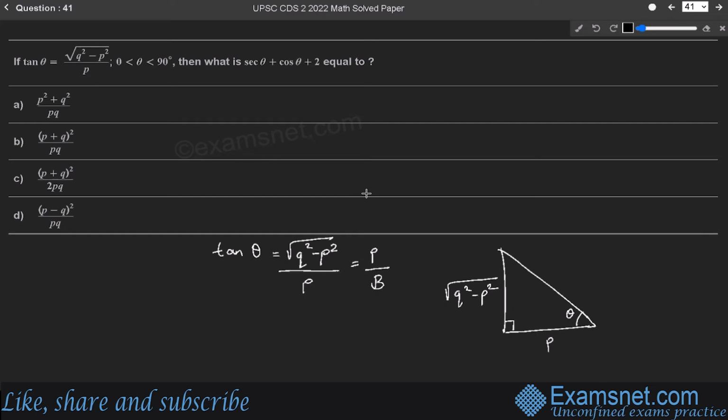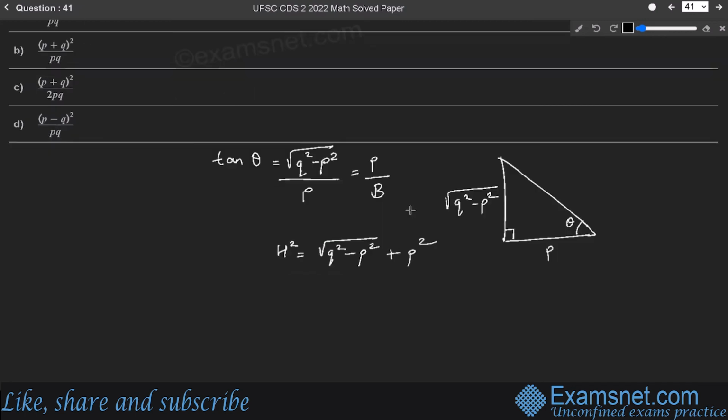By using Pythagoras theorem, hypotenuse will be equal to under root of (under root of q square minus p square) whole square plus p square, which is perpendicular square plus base square. So h square will be equal to q square minus p square plus p square. So h will be equal to q. So this is the value for hypotenuse. So hypotenuse will be q.